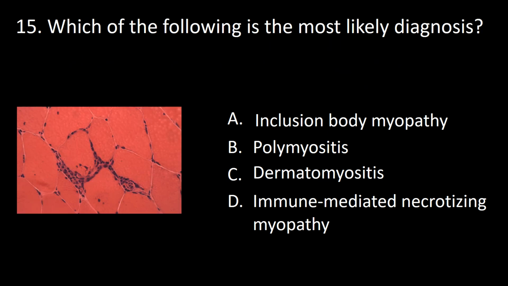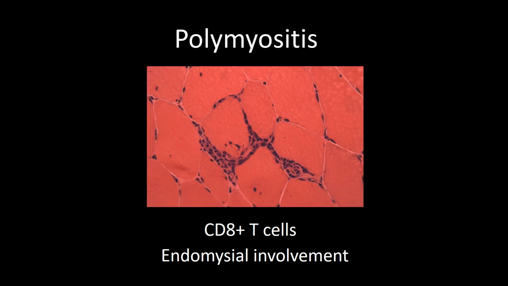Next question. Based on the specimen shown, which of the following is the most likely diagnosis? A. Inclusion body myopathy. B. Polymyositis. C. Dermatomyositis. D. Immune-mediated necrotizing myopathy. In polymyositis, the infiltration by inflammatory cells involves the endomysium, and the infiltrating cells are CD8 positive T cells.